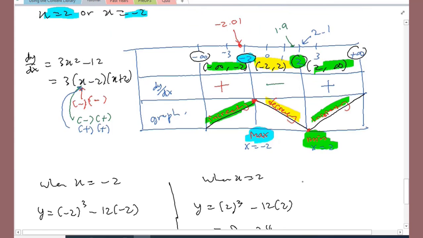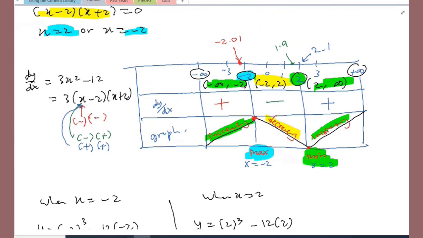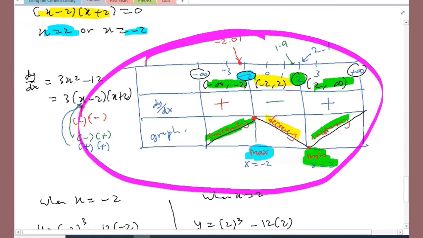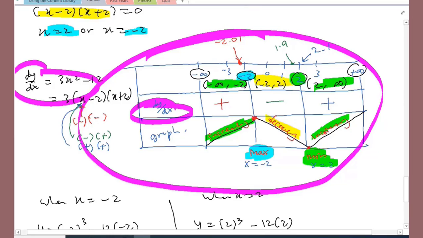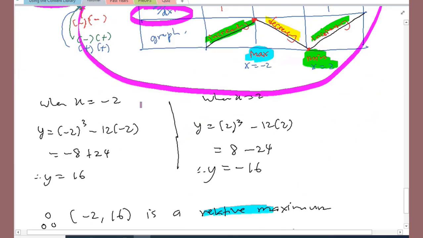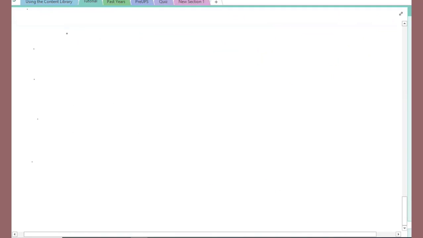So all of this, we actually call the first derivative. Then using the first derivative, we determine the type of the point, either maximum or minimum. Okay, settled number 2b.